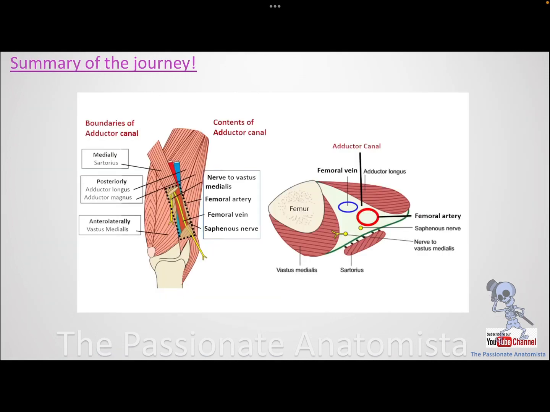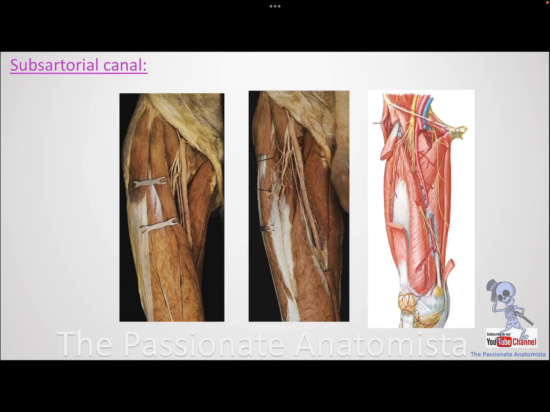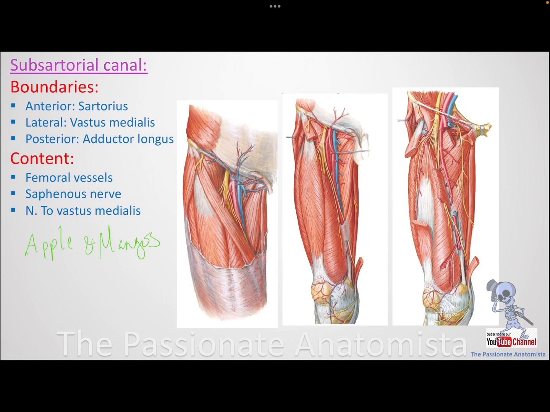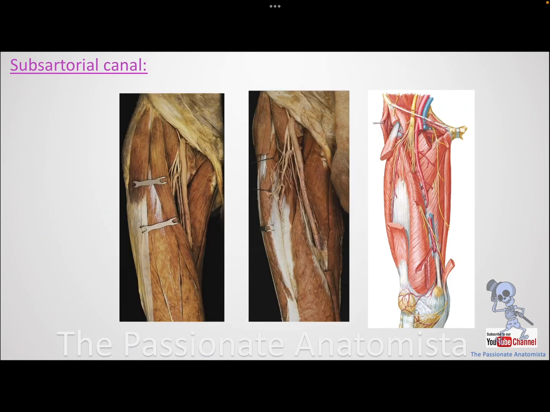It's a sensory nerve, and it needs to come out and pierce the deep fascia to reach the sensation. Okay? So if you look at the subsartorial canal, once you remove the sartorius muscle, you can see that the femoral artery runs all the way down. You can see the vein, and you can also see the saphenous nerve running with the femoral in the canal, but once it reaches here, it does not go through the hiatus.